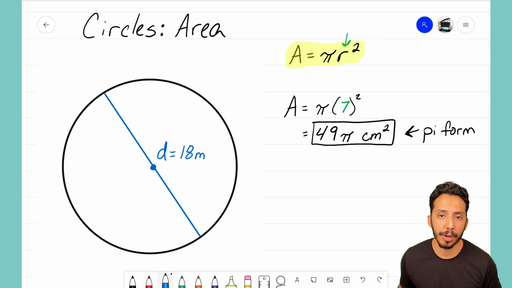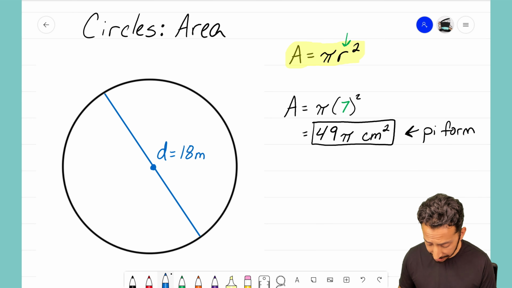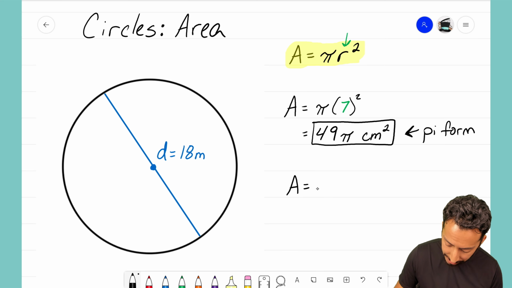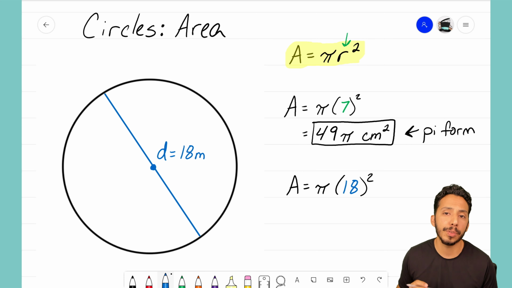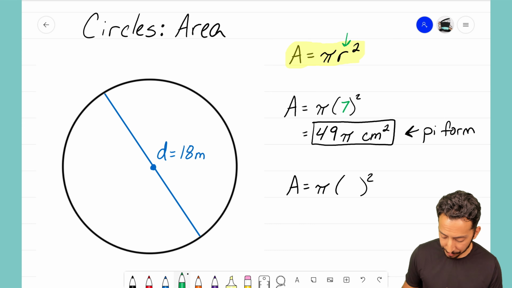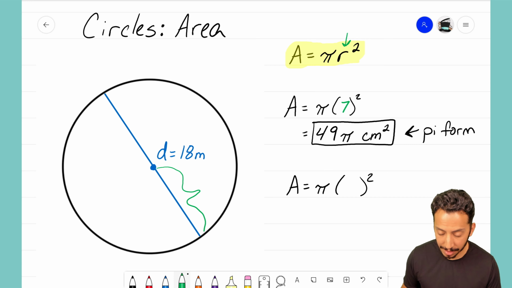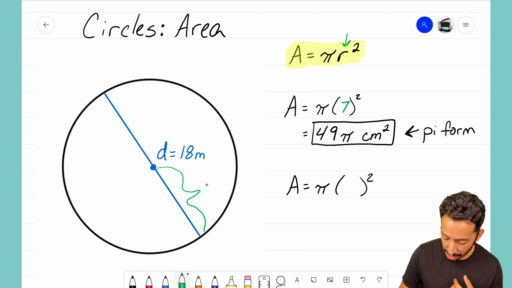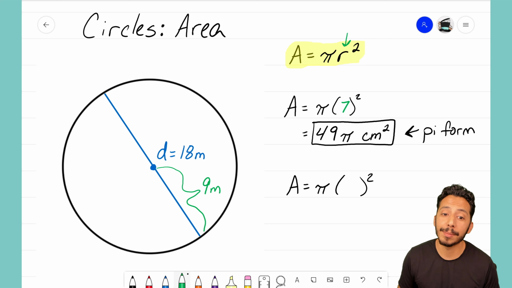Now, please be careful. When you're given a circle and you're asked to find the area and you're given the diameter, make sure you do not make the mistake of plugging the diameter into the value for the radius. Remember, we need the radius to get the area. We do not need the diameter. Luckily, we remember that the radius is half of that diameter. So if the diameter is 18 meters, then the radius here is only 9 meters.